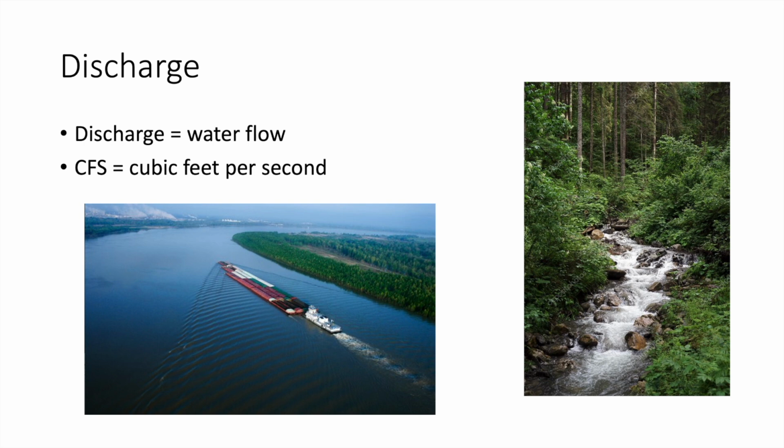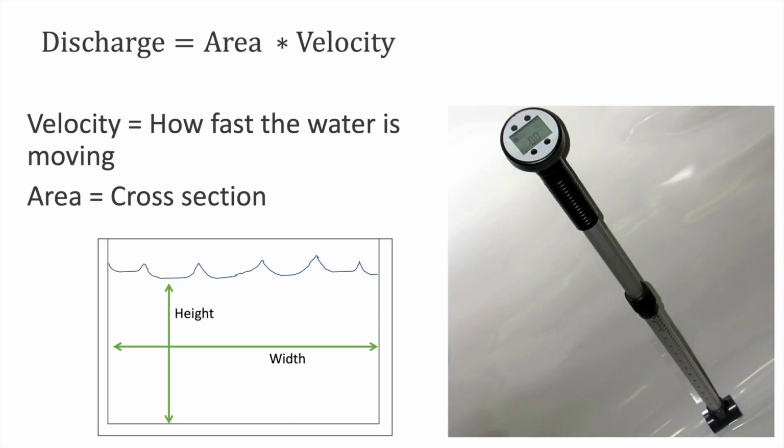There are different ways that you can measure discharge. The most common way that you're going to measure discharge in river systems is the area velocity method. So if we have the area of our channel and we multiply it by the velocity, how fast our water is moving, that's going to tell us discharge in CFS. So again, velocity is how fast the water is moving, and typically for that, you're going to use a velocity meter.